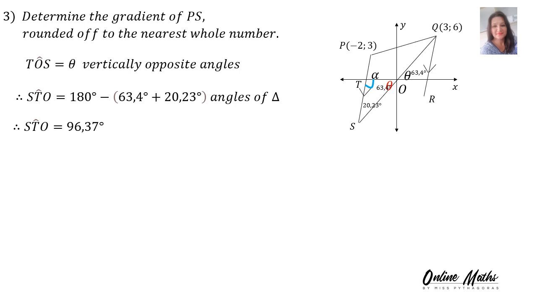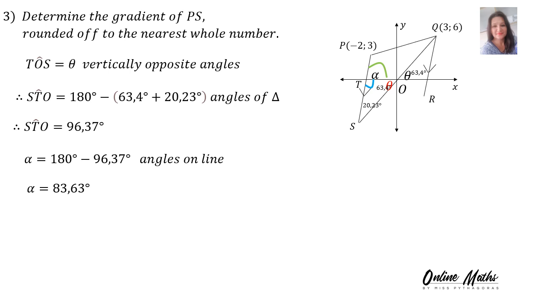That's the blue angle. Now, since you know the size there, you can work out the size of alpha with your theorem, angles on a straight line. So alpha's size is 180 minus 96,37. There, that one is in green. And then alpha is 83,63 degrees.